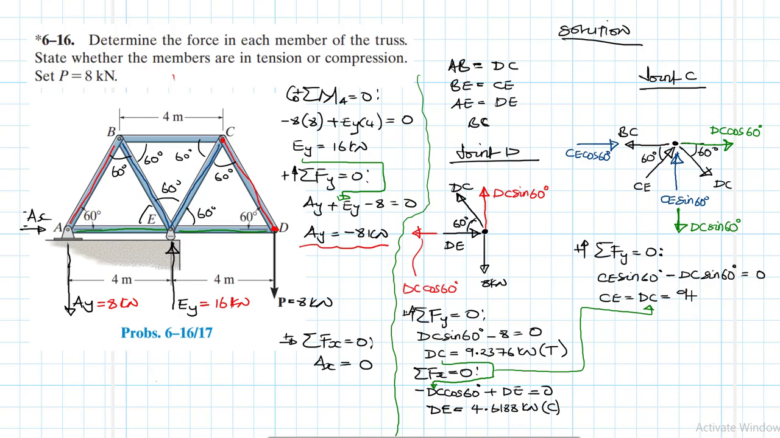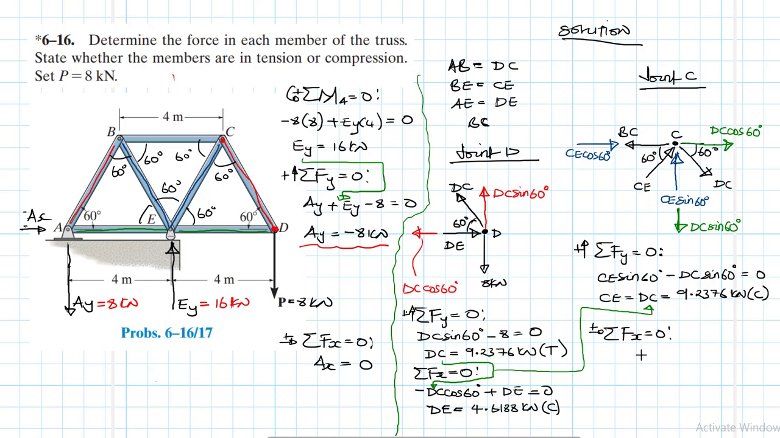What was the value? It's 9.2376, and CE is, we assumed it to be in compression going towards the joint. This joint is joint C. This one is joint D. So this is in kilonewtons and this is going to be in compression, right? So we found that, then we apply summation of forces in the x direction like so.